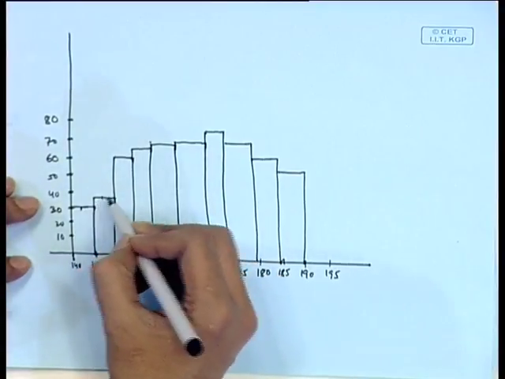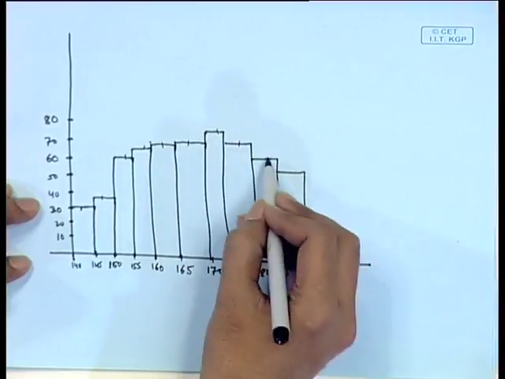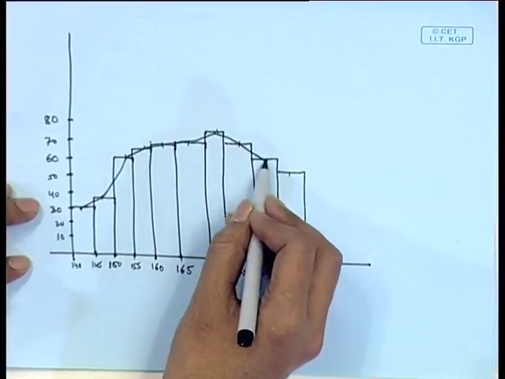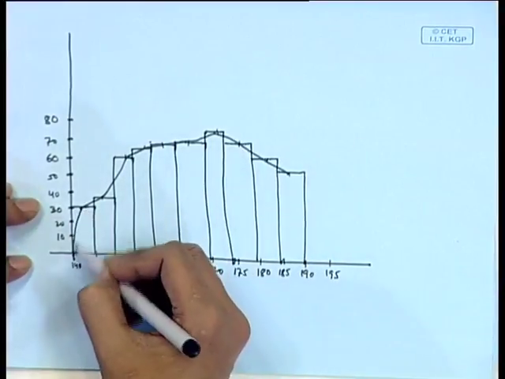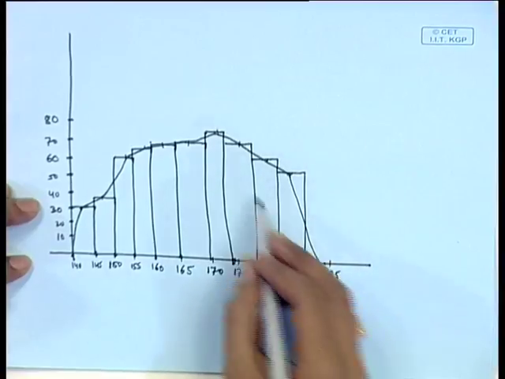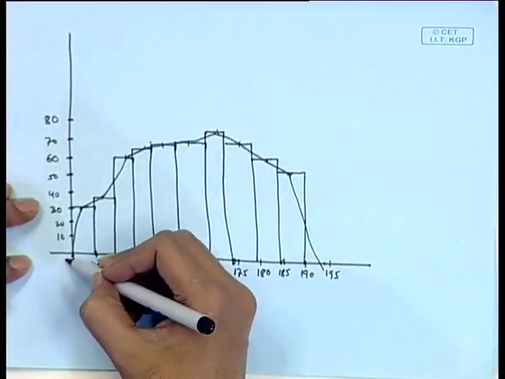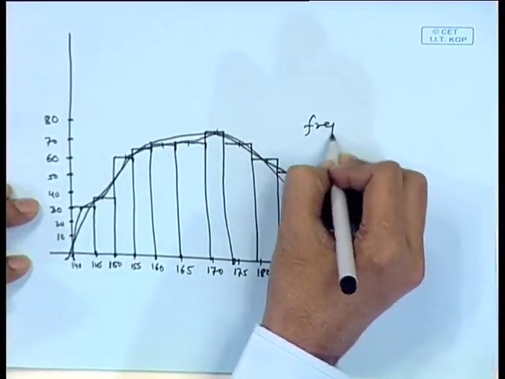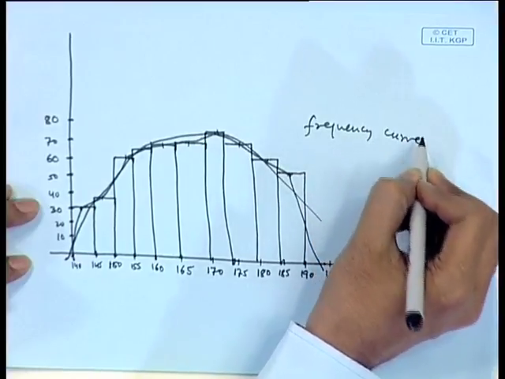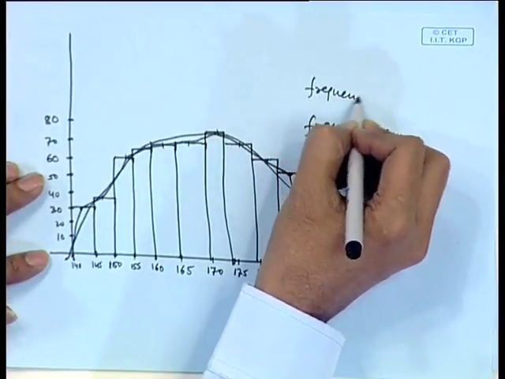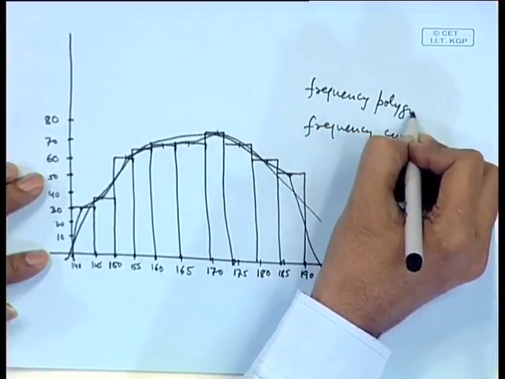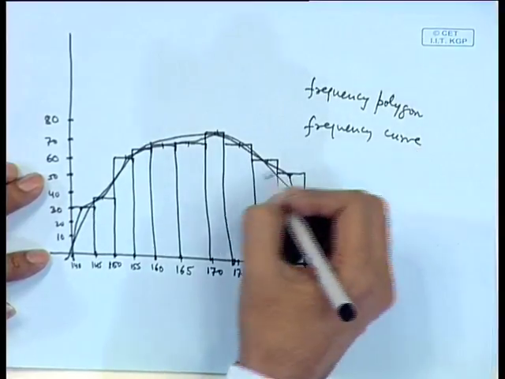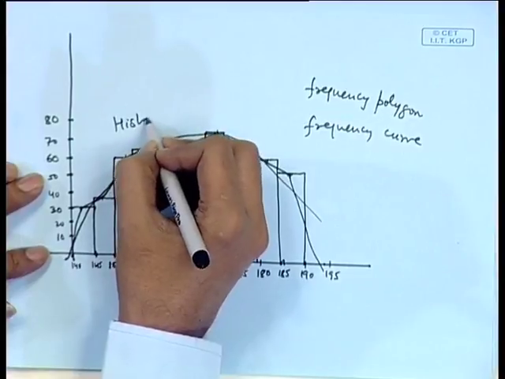For example, we may take the midpoints and join them using straight lines. So, this is again a frequency curve for the continuous case. We may also join them using a freehand curve, then this is known as frequency curve. So, you have a frequency polygon when we join the points using straight lines. If we join using freehand, then it is a frequency curve, and this is known as histogram.